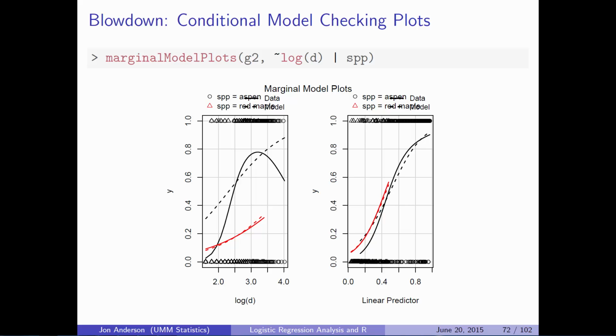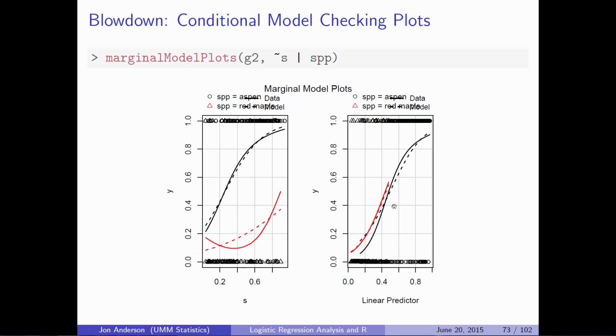When we look at marginal model plots broken by species of tree, we can maybe understand a little bit about what's going on. It looks like the diameter effect is probably not as good for the black species, which is aspen. It looks like it's pretty good for the maples. And overall, both species of tree are not too bad. When we look at severity, we can see that aspens are behaving according to the severity effect pretty well. It looks like the red maples maybe are not matching the data quite as well.